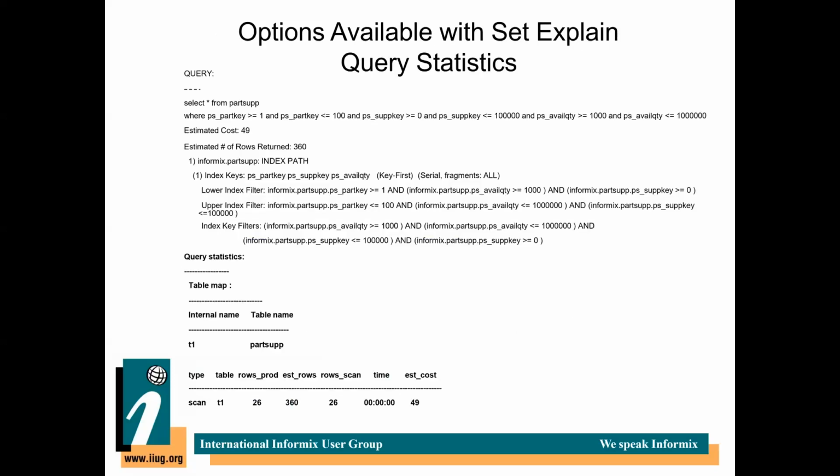Here's a query that shows the explain plan information. In the top part, you have your select statement, your estimated costs, and the indexes that it used. Then down at the bottom, it gives more information about the number of rows processed, the number of rows it reads, rows it scans, and the estimated cost.